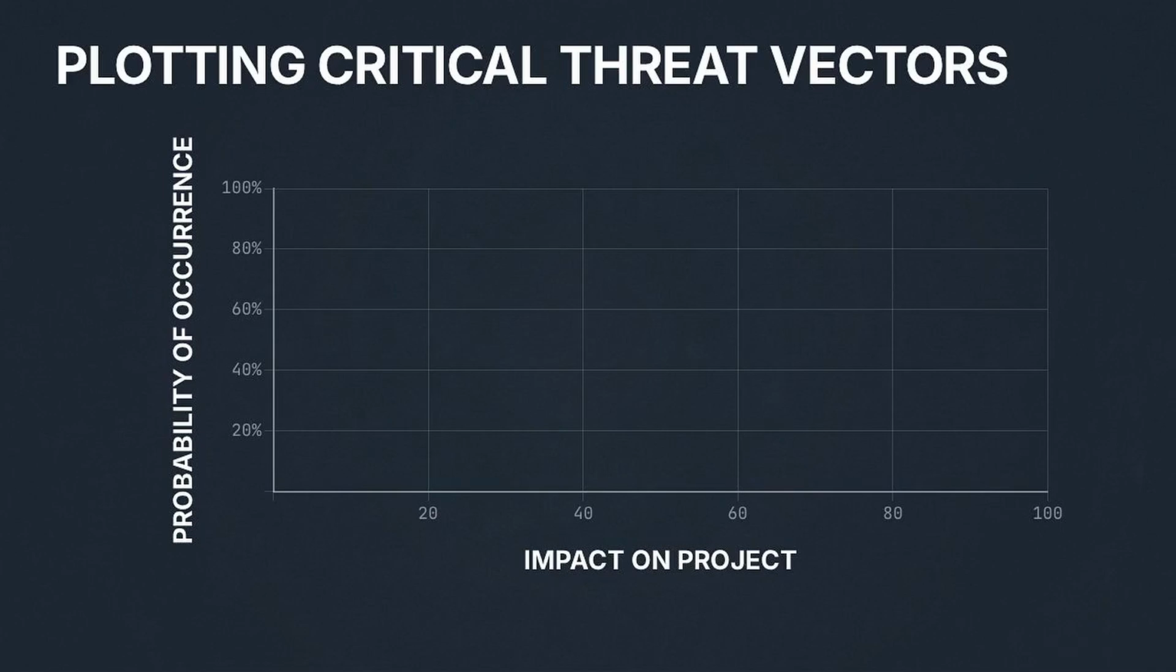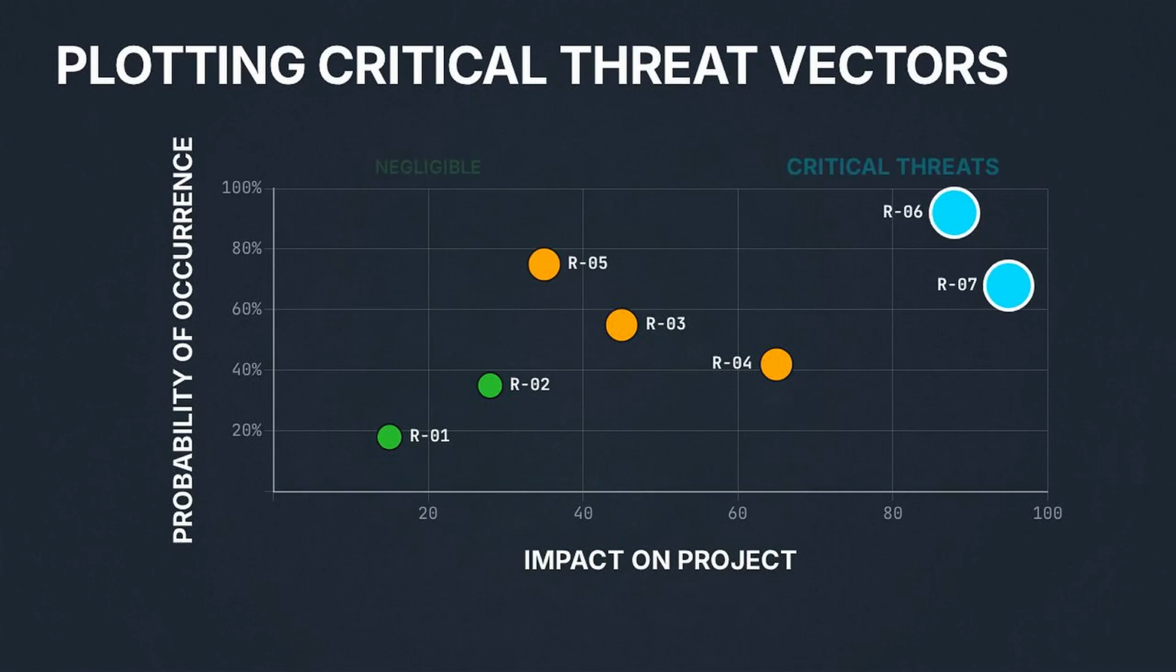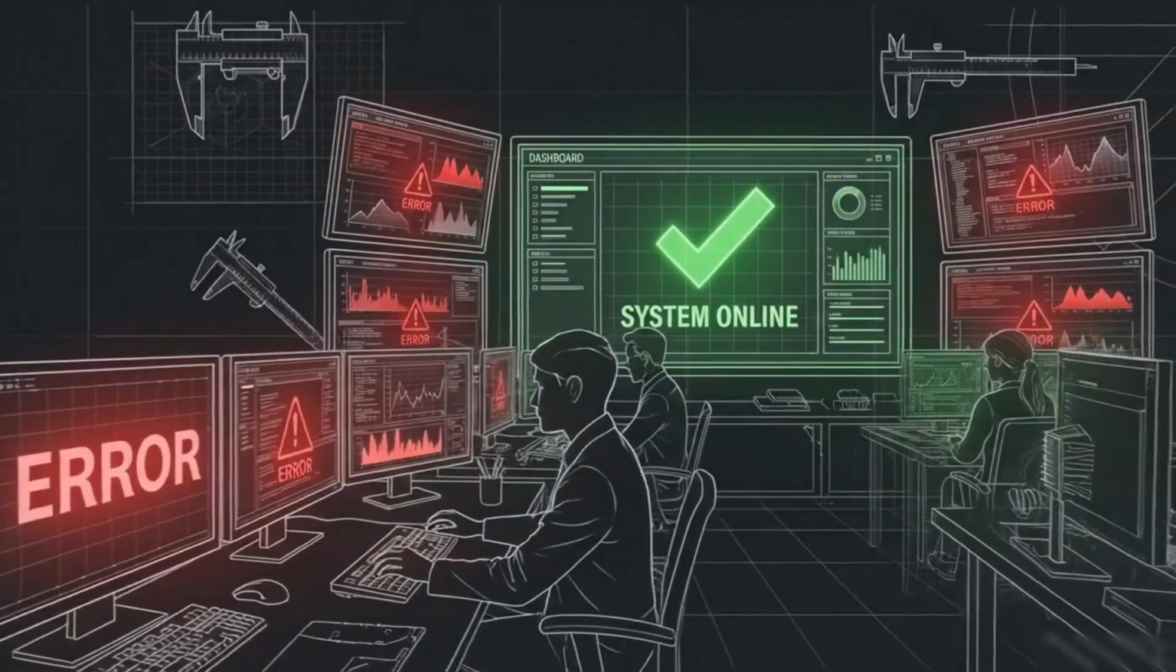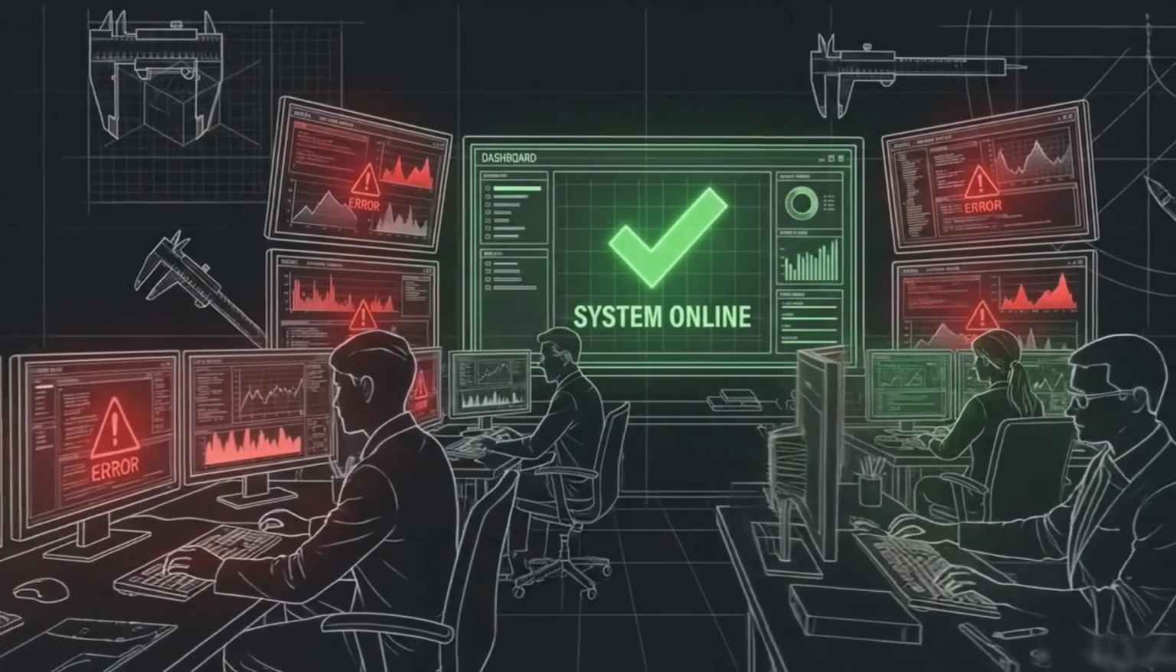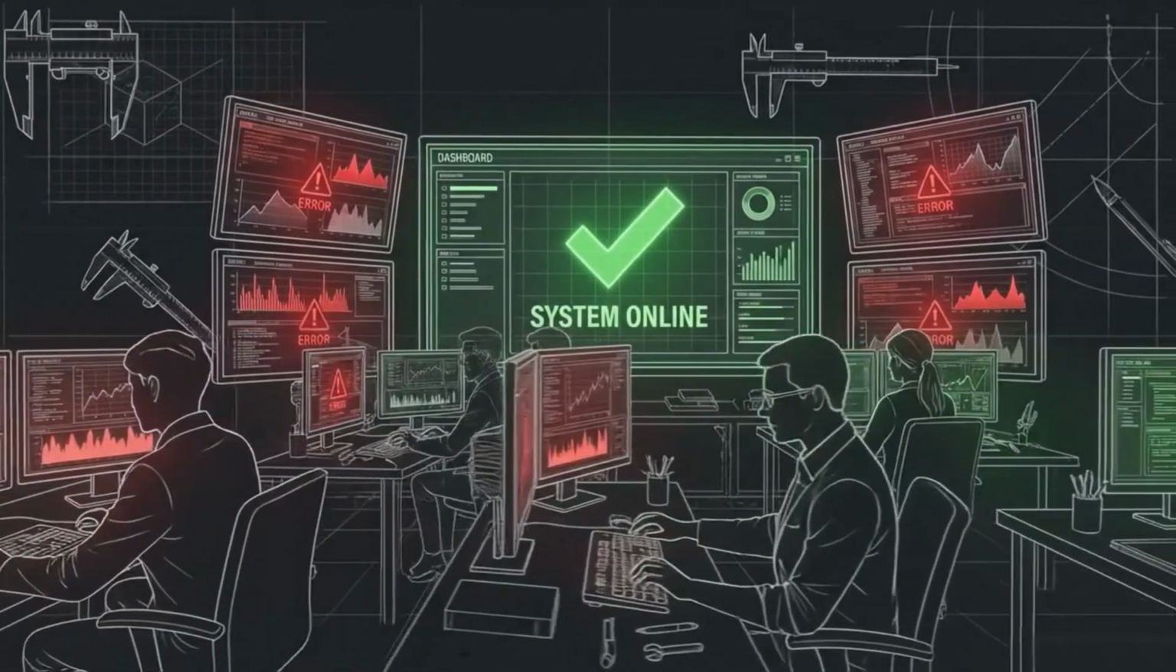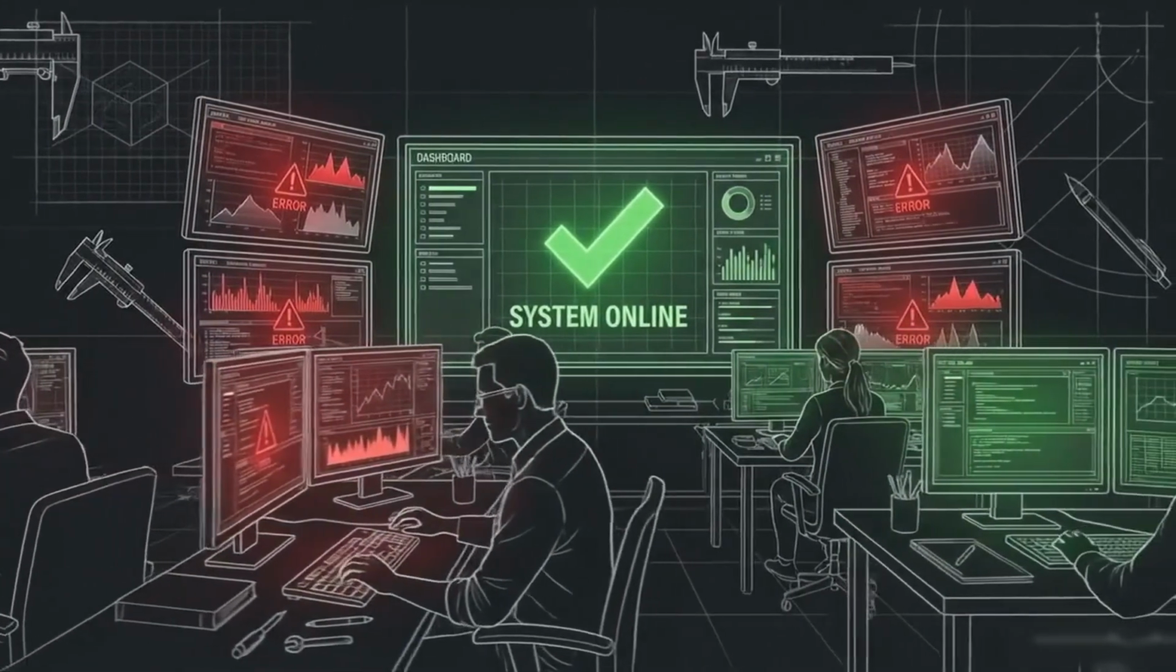In our next phase, we will translate these abstract concepts into formal mathematical tools, constructing a risk register and plotting threats on a probability impact matrix. In the world of software engineering, unpredictable events are guaranteed, but with rigorous risk management, absolute project failure is not.